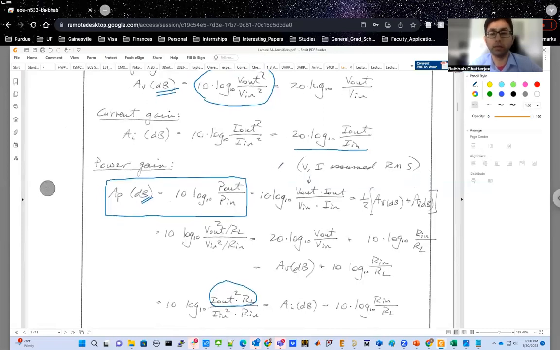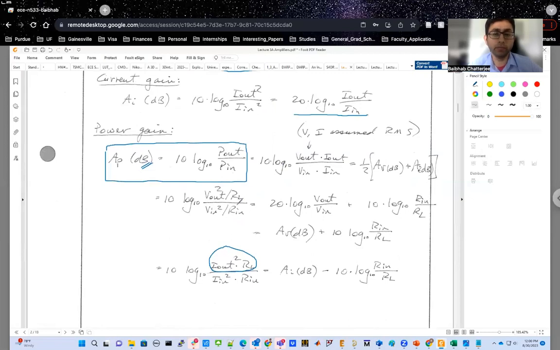Now keep in mind that if you cannot assume your RL and Rin to be equal, then you just need to take care of it mathematically. You have your 20 log 10 of V out over V in term, but along with that, you will have a 10 log 10 of Rin over RL. So you have the overall power gain to be this voltage gain plus 10 log 10 of Rin over RL. Or you can also represent it as the current gain in dB minus 10 log 10 of Rin over RL. That's your overall power gain.